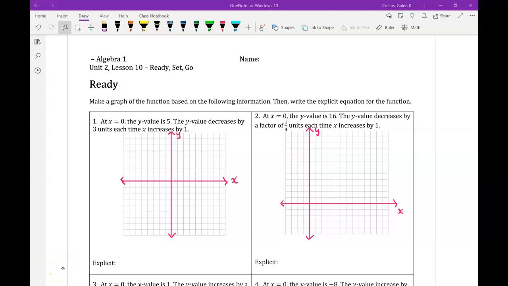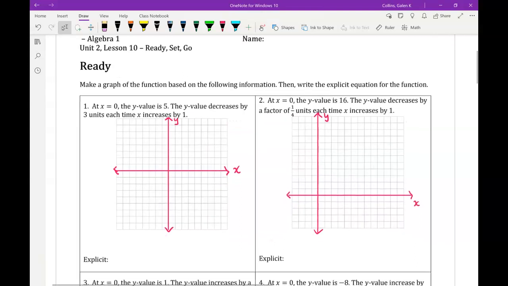All right, students, this is for the Ready, Set, Go, Unit 2, Lesson 10, practice. I am just going to go over the ready and set questions in this video because at the time that I have assigned this to my students, I didn't assign the Go problems, so I don't want to make the video for those right now.